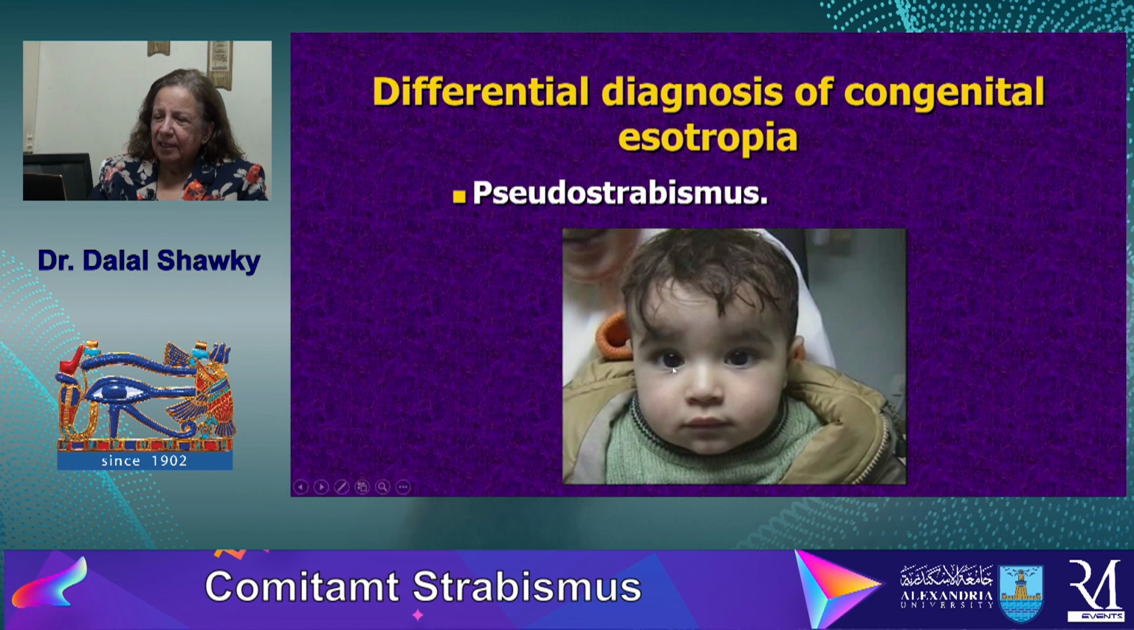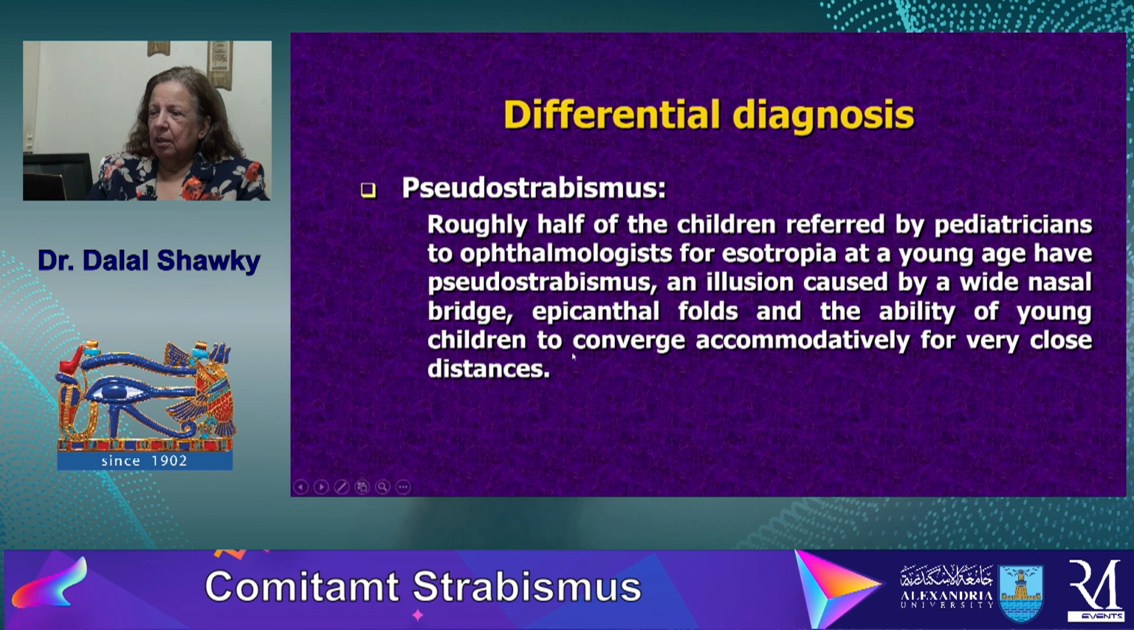In a case like this one, the corneal reflex or the Hirschberg test is normal, with the corneal reflex in both eyes in the same position, and here there is a wide nasal bridge. If we want to show this to the parents: not all the cases referred from the pediatrician are congenital esotropia, but to be on the safe side, we have to examine all the suspicious cases.